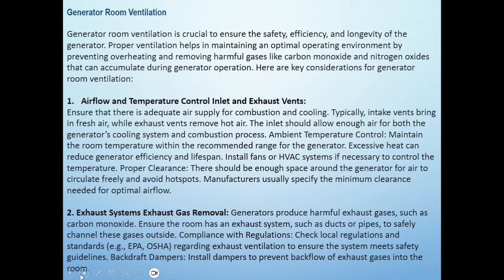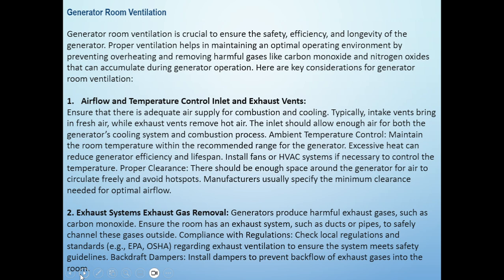Ambient temperature control. Maintain the room temperature within the recommended range for the generator. Excessive heat can reduce generator efficiency and lifespan. Install fans or HVAC system if necessary to control the temperature. Proper clearance. There should be enough space around the generator for air to circulate freely and avoid hot spots. Manufacturers usually specify the minimum clearance needed for optimal airflow.